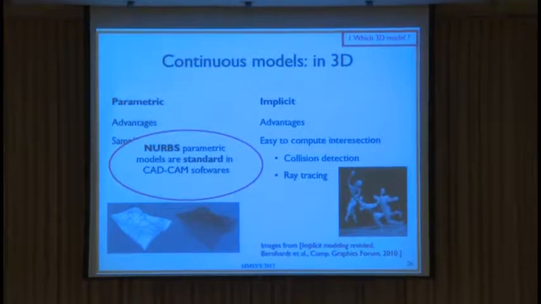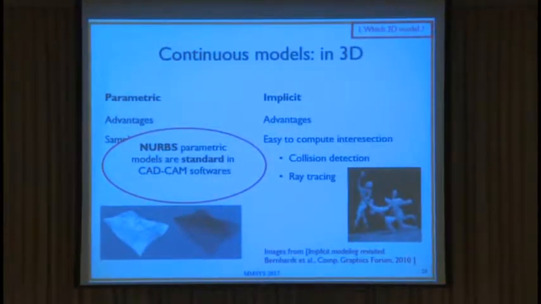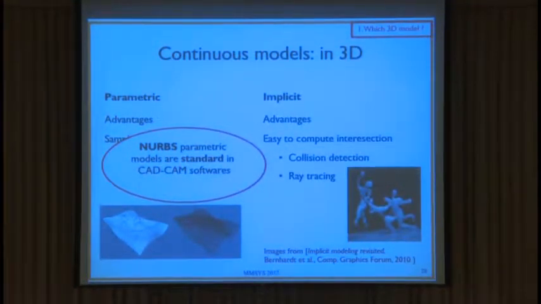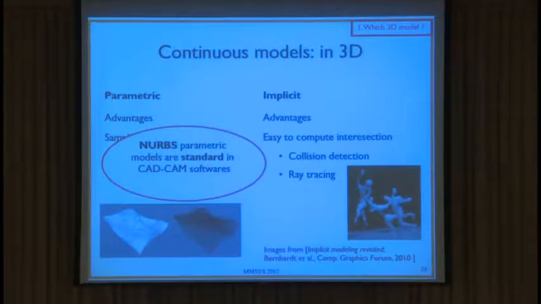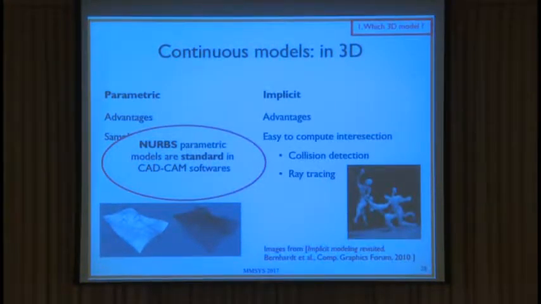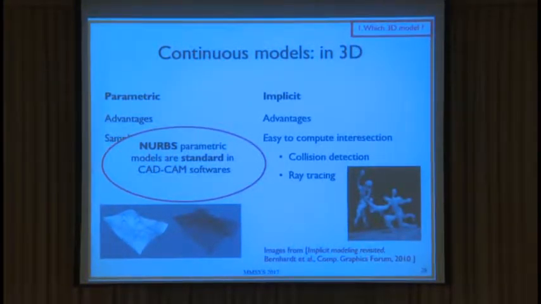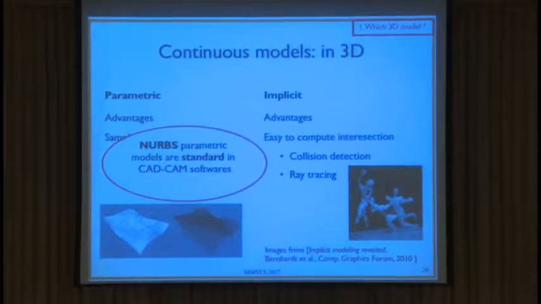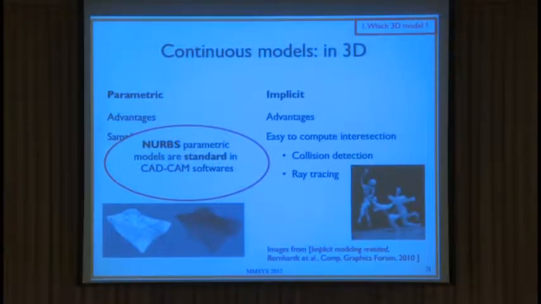But in 3D, you may have seen some models. This is ray traced. You see that there are shadows and reflections. That's an image from an implicit model. They are good to compute collision detection. So if we wait for the people from the rendering community to really give us the opportunity to do ray tracing in real time, probably implicit models will then have a new life.